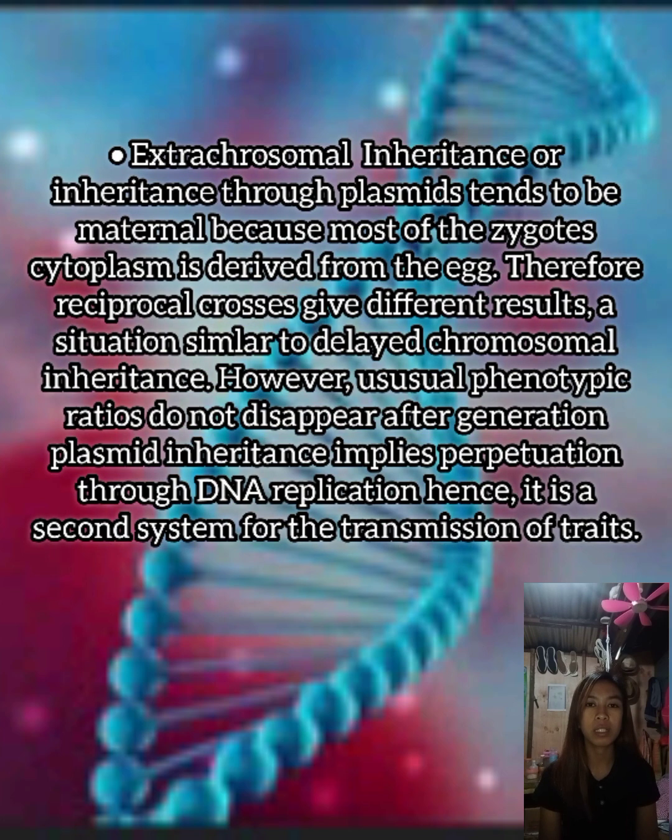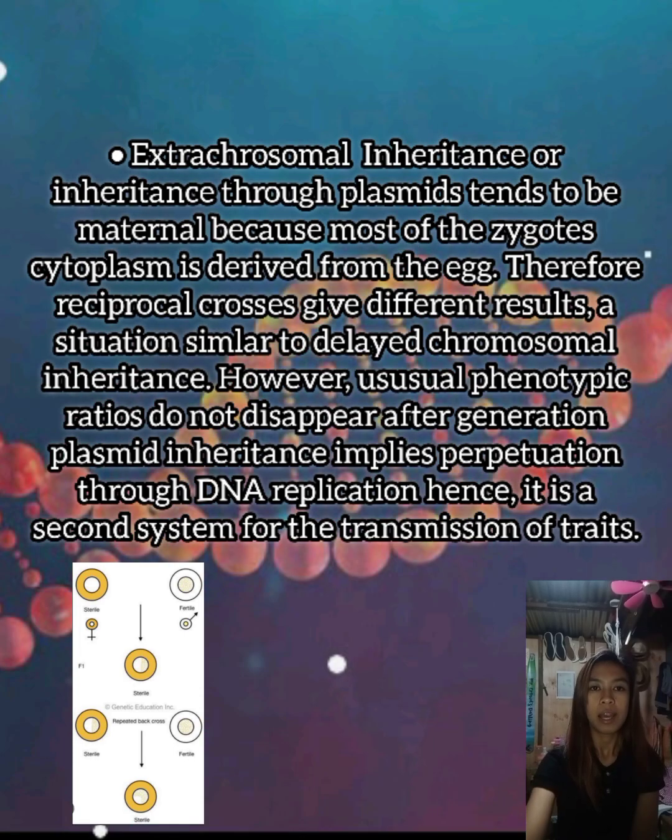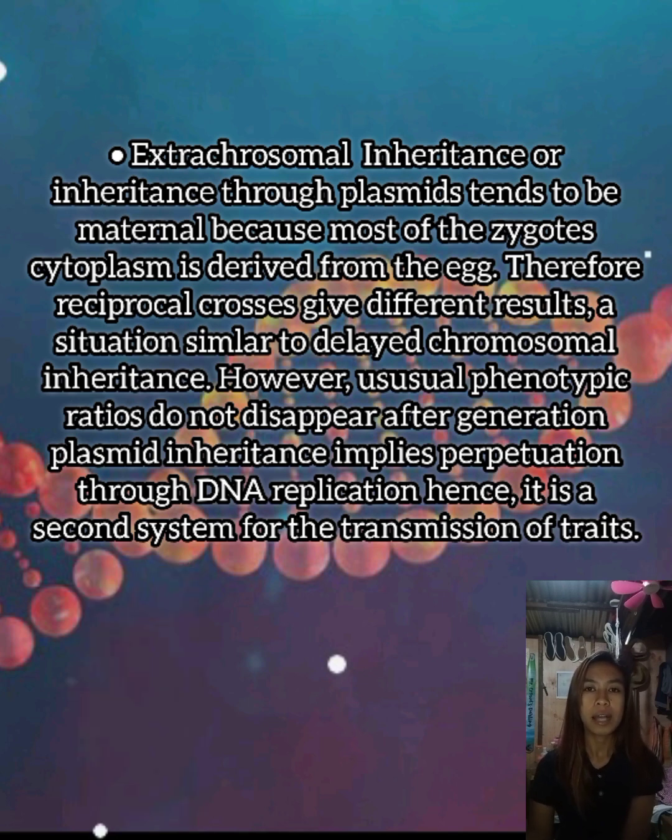Extrachromosomal inheritance, or inheritance through plasmids, tends to be maternal because the zygote cytoplasm is derived from the egg. Therefore, reciprocal crosses give different results, a situation similar to delayed chromosomal inheritance. However, usually the phenotypic ratios do not disappear after a generation. Plasmid inheritance implies perpetuation through DNA replication. Hence, it is a second system for the transmission of traits.